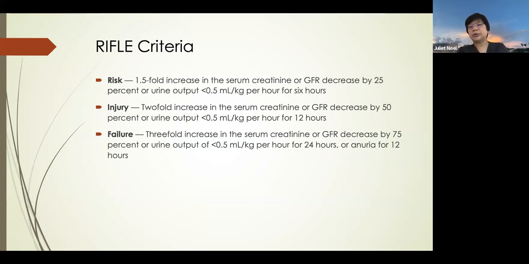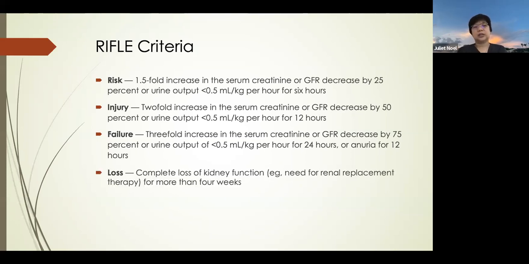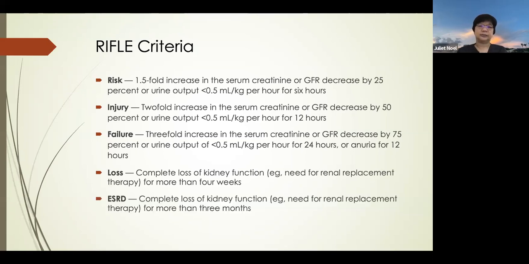Failure, when there's a 3-fold increase in serum creatinine or 75% decrease in GFR, and decreased urine output of less than 0.5 for 24 hours, or a complete anuria for the past 12 hours. Loss means complete loss of kidney function; it would need renal replacement treatment for more than 4 weeks. ESRD is a complete loss, so the patient is still dialysis dependent for more than 3 months. Then you consider that the patient with acute kidney injury has end-stage renal disease.